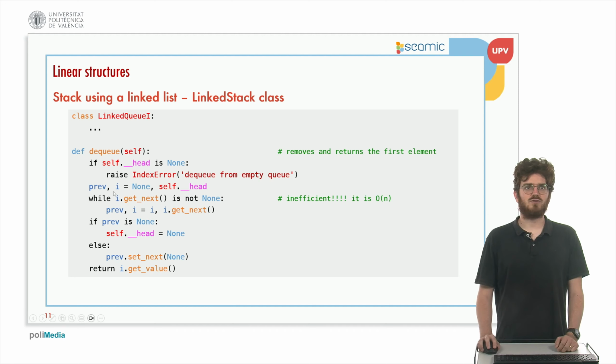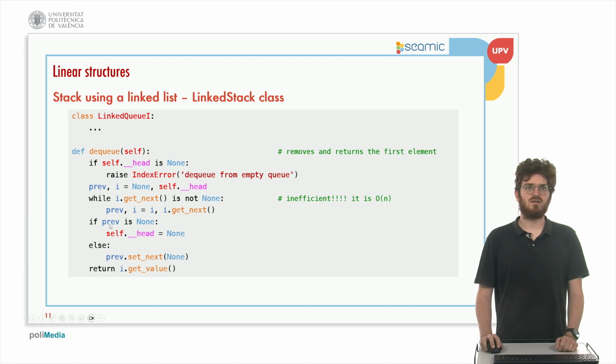And then we define two variables called previous and I, which will be the previous node and the current node. The current node is the head, and the previous node is empty for now. And then on each iteration, until the next element is none, we move previous to I, and I to I.next. So we advance both pointers one by one.